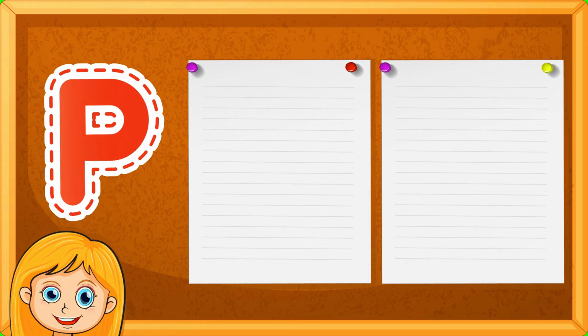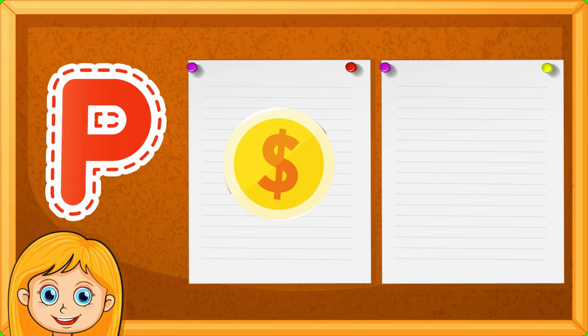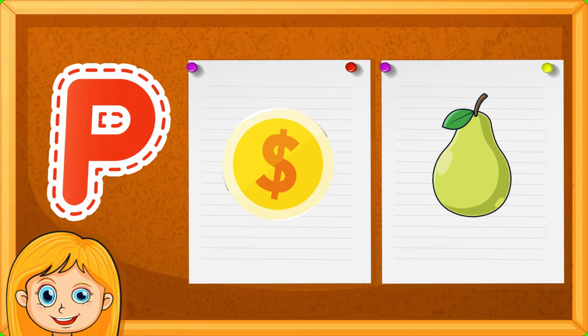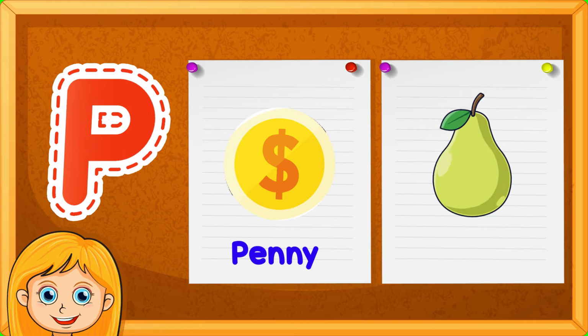P is for penny. P is for pear. P is for penny. P is for pear.